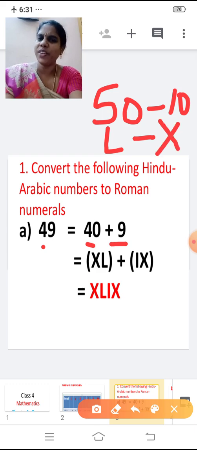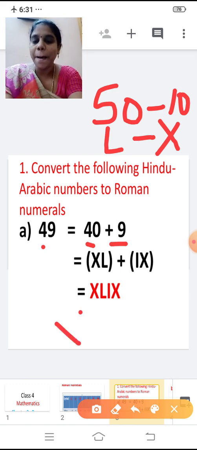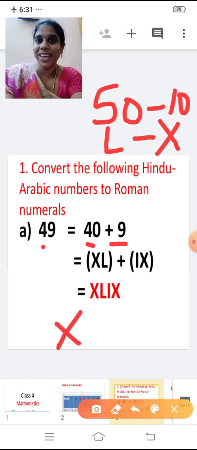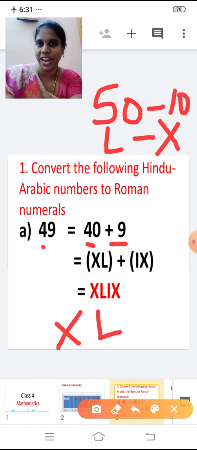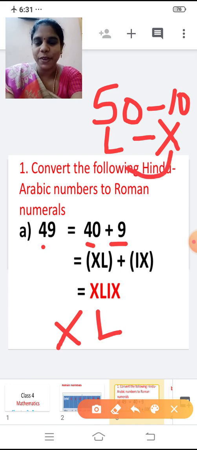X. Okay, when will you subtract two Roman numerals? The value of X is 10 and the value of L is 50. If the smaller one is placed before the larger one, right? When will you subtract? If the smaller one is placed before the larger one. So XL. So what is L minus X? XL. So the Roman numeral for 40 is XL plus 9.